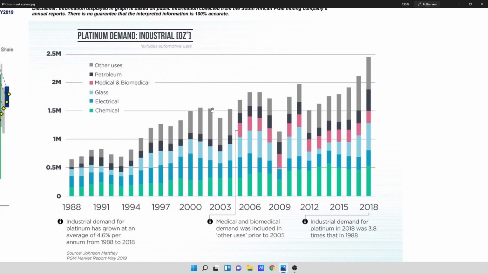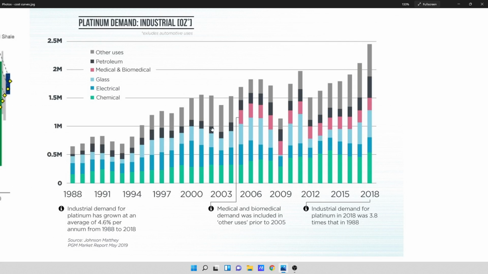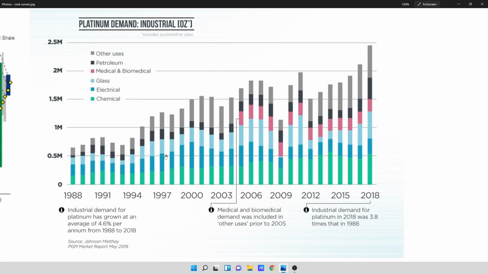Now, I talked about the platinum cost curve up here. Look at the platinum demand over time, and this excludes automotive uses. So this is just industrial uses outside of automotive. And look at how this thing's going up and up and up. We're going to be piercing over 2.5 million ounces per year of industrial demand that has nothing to do with automotive. And this is growing at about 5% per year, and more rapidly recently. This is for chemical, electrical, glass, medical, biomedical, petroleum, and other uses.